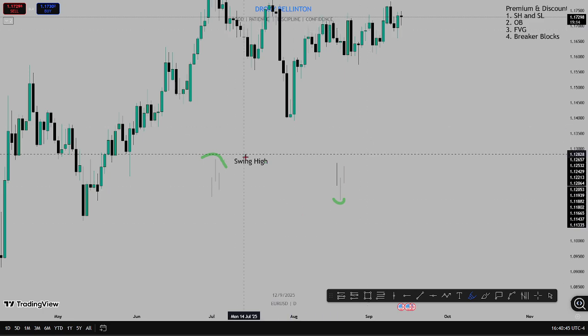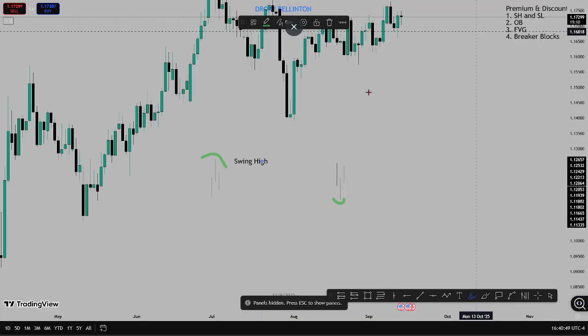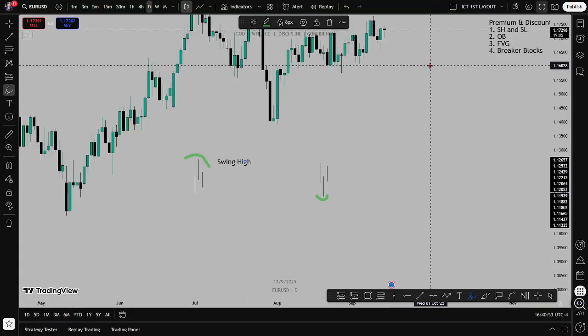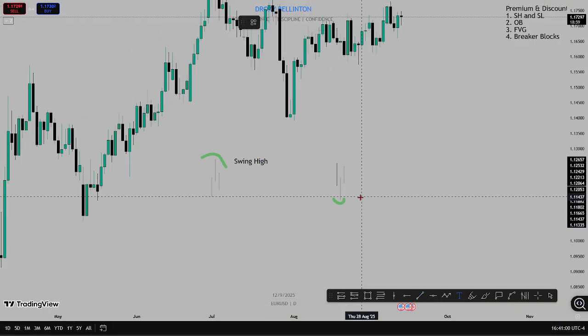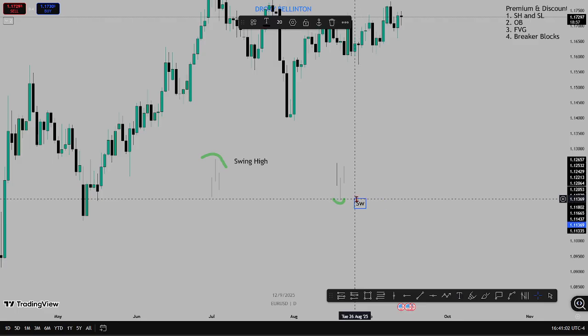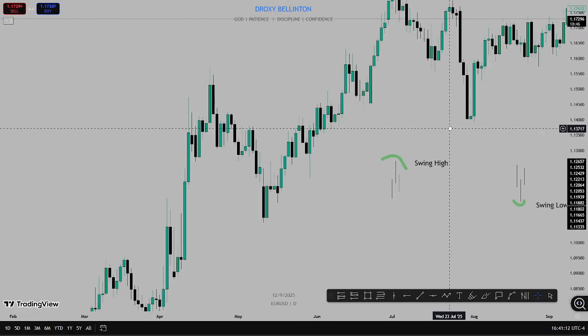Swing low. So we have a swing high and we have a swing low. Okay, so let's go into the chart and search for them.